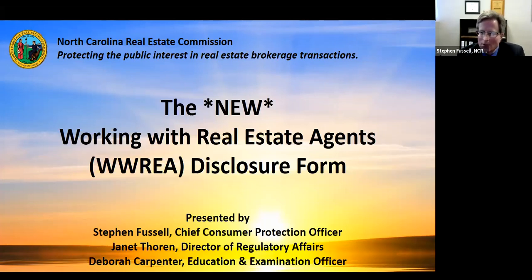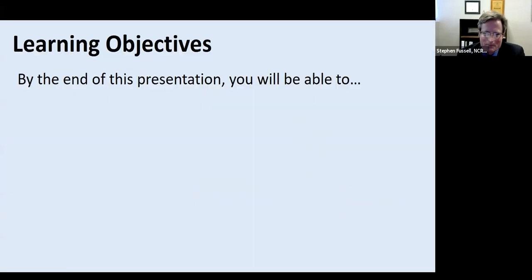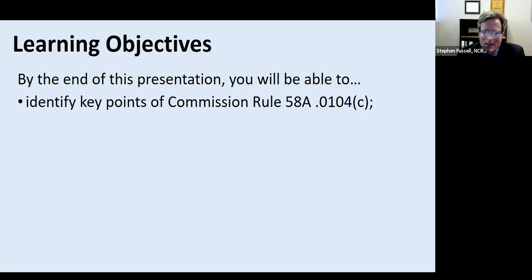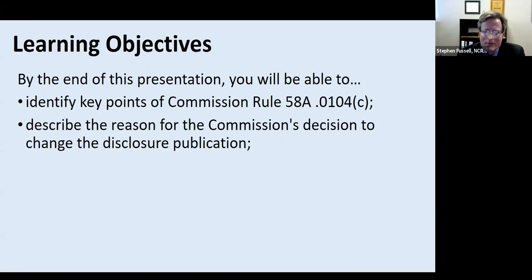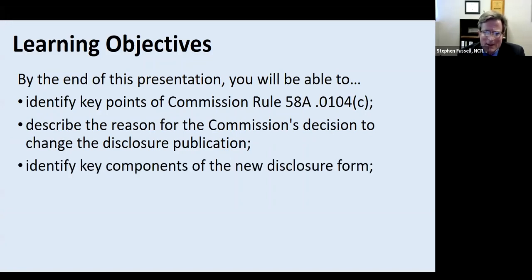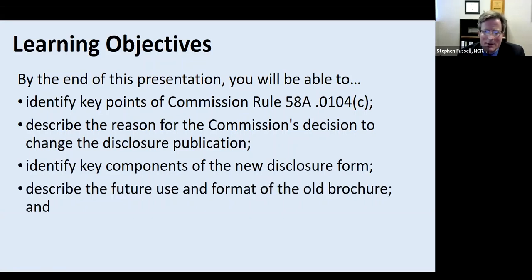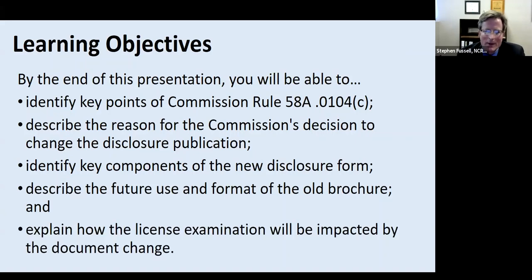So I'd like to transition into the learning objectives for today. By the end of this presentation, you should be able to identify the key points of Commission Rule A104C, the rule that requires agency disclosure, and describe the reason for the Commission's decision to change the disclosure form. You should also be able to identify key components of the new disclosure form, be aware of what is happening with the old brochure that you've been using for a period of time, and explain how the license exam will be impacted by this document change.